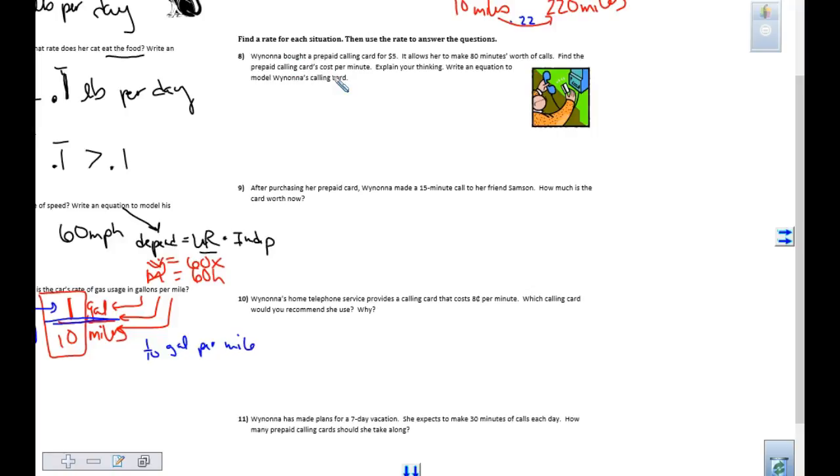Got 0.06, and then did you give an equation also? If you were doing this, tell me what numbers you divided to get 0.06 per minute. We had $5 originally, and we had 80 minutes. So she divided, got 6 cents per minute. I agree.